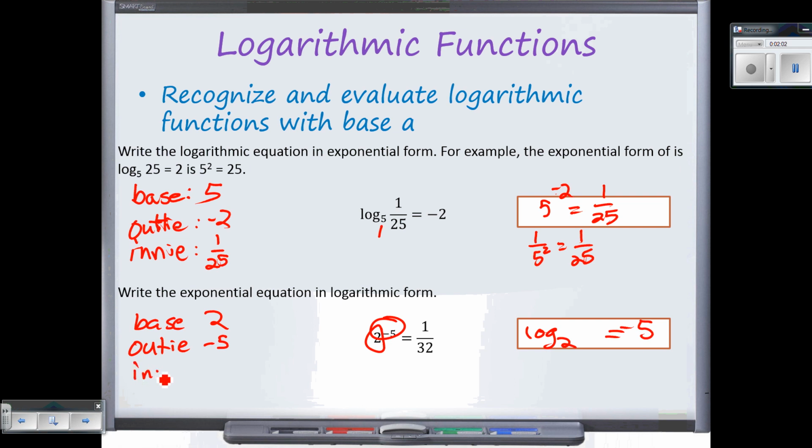Equals what goes inside. So my equals is the 1 over 32. So that makes my innie 1 over 32. So 1 over 32 goes inside. All right, so that's forwards and backwards. Base to the outie equals the innie.